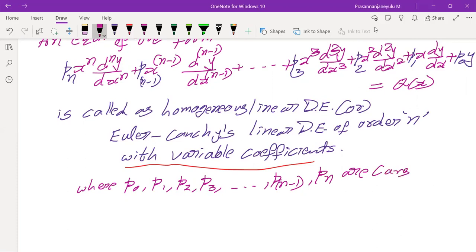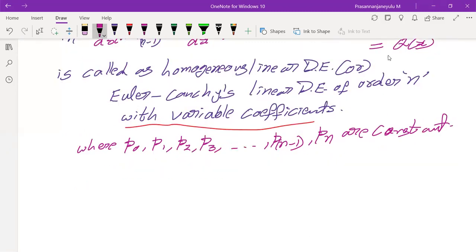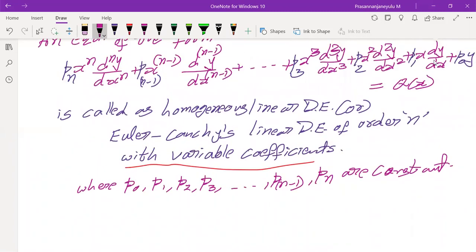Sir, we discussed in our previous case also that p0, p1, p2 and so on pn are constants, but here also constants. How can we say that they are functions of x, variables? No, these p1, p2 and so on pn are not functions of x. But other than that, we have x power n-1, x power n-2 and so on, x power 3, x power 2, x power 1 like that.